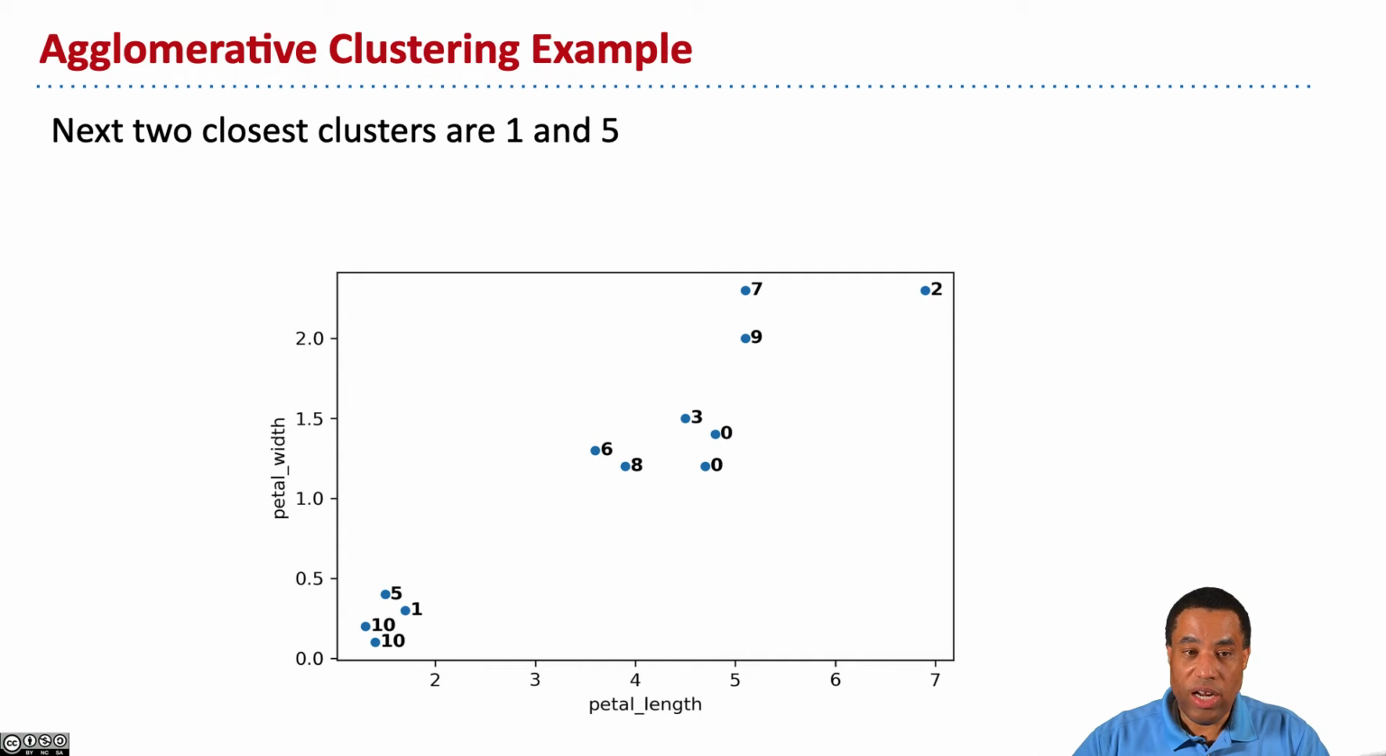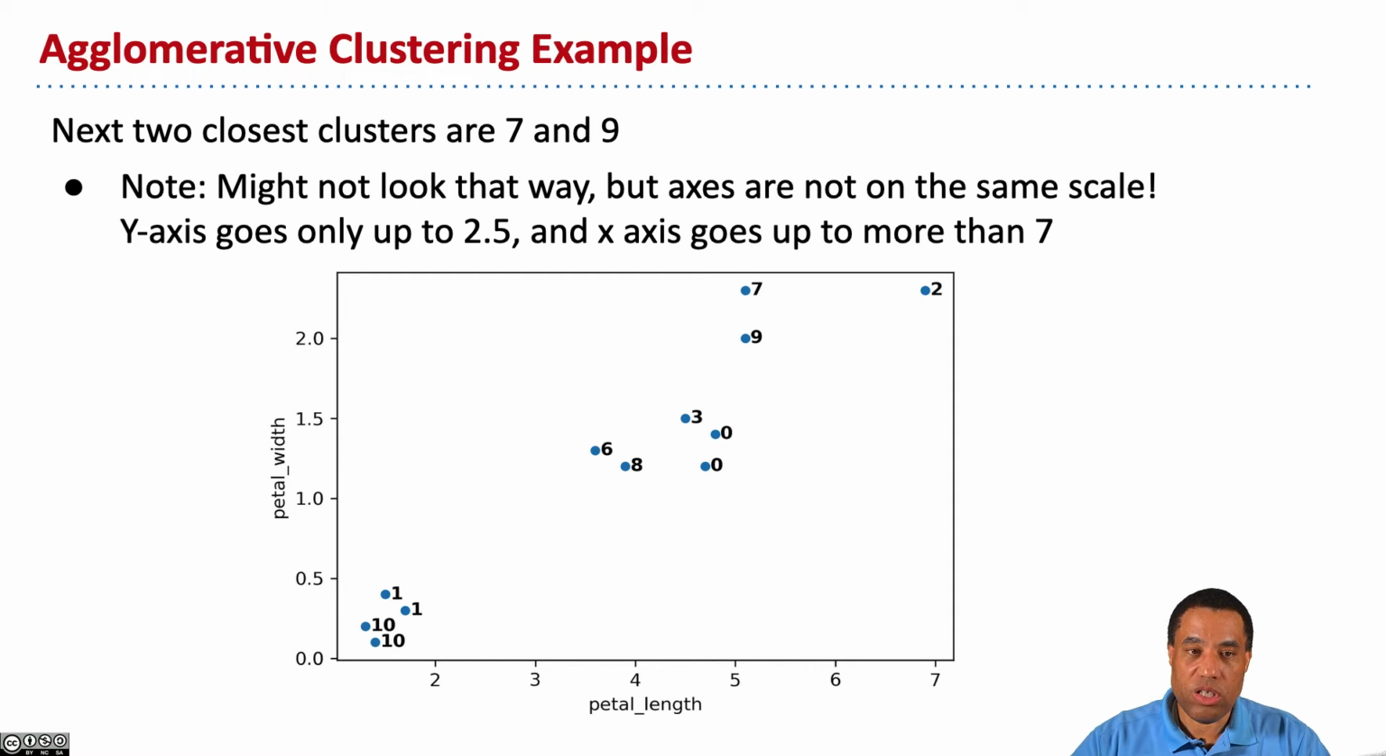Well, it's going to be 1 and 5. So we'll merge 1 and 5, and so now we have the cluster 1. Okay, now our next closest clusters are going to be 7 and 9. Now, by looking at it, it doesn't look like they're the closest, but again, our x-axis has a different scale from our y-axis. Our x-axis goes up to greater than 7, while our y-axis goes up to 2.5. And so 7 and 9, trust me, are the closest two clusters. And so we're going to merge those. And so now we have the cluster 7.